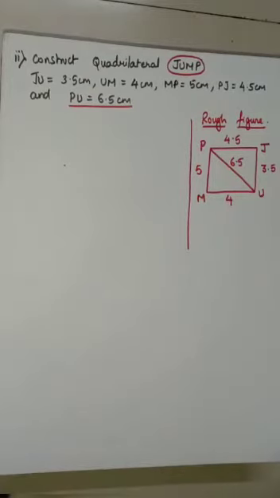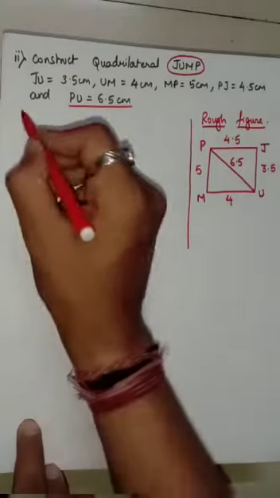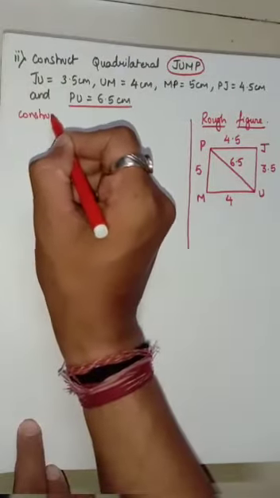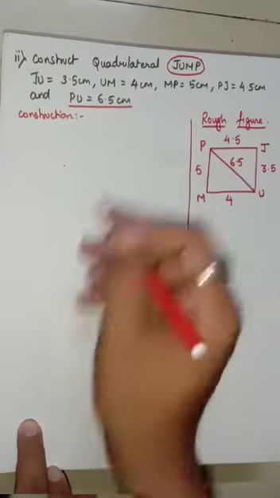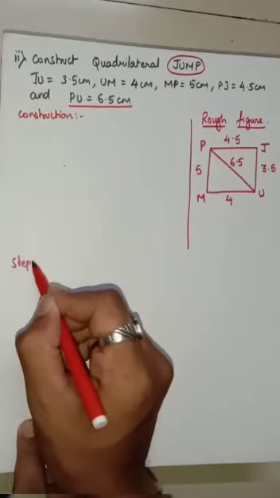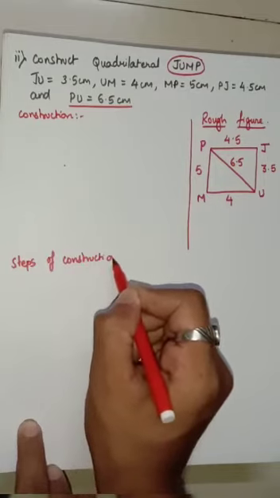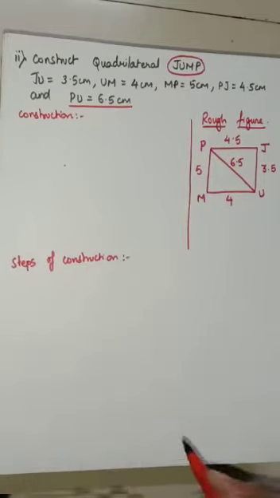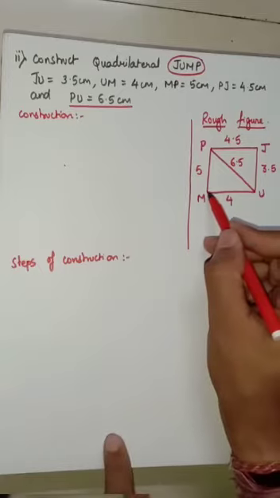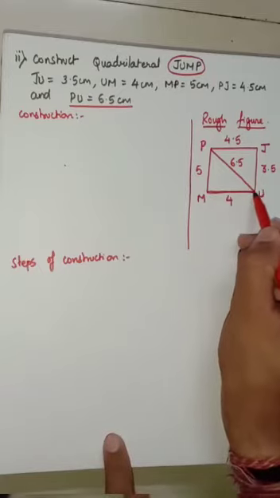And as I told you in the previous questions also, the rough figure and construction part will be with the pencil only. So our rough figure is made. Now how will we start the construction? Look, here will be the construction part. This will be left and here you will write steps of construction. So it is a similar question. First of all, we will draw the base, that is MU, 4 centimeter.